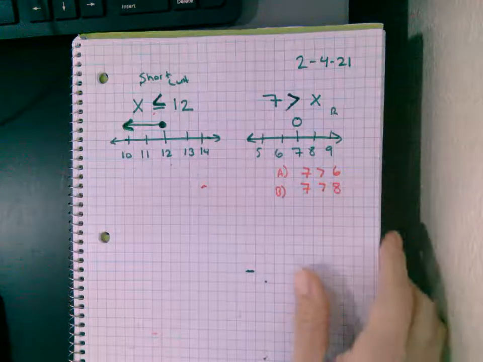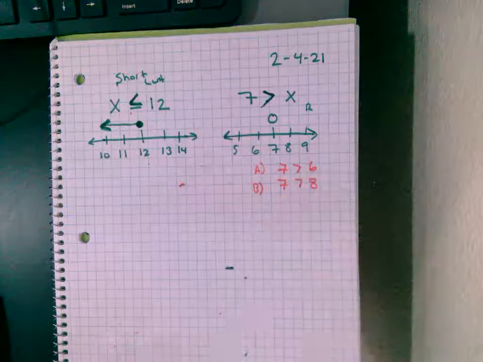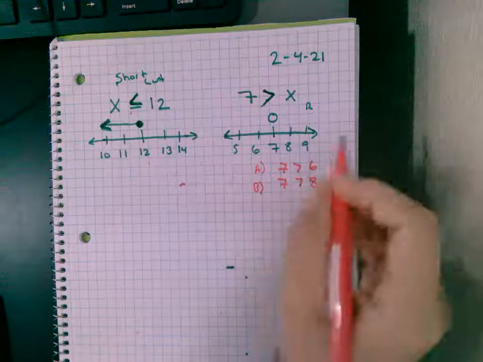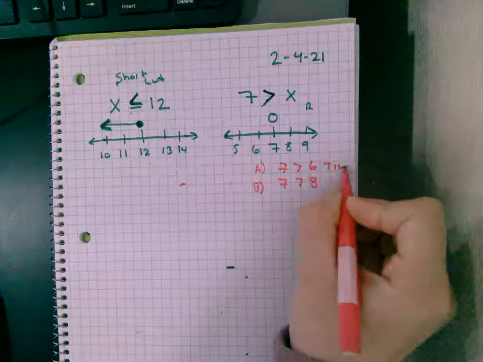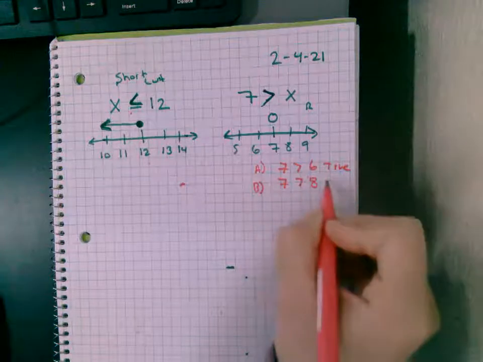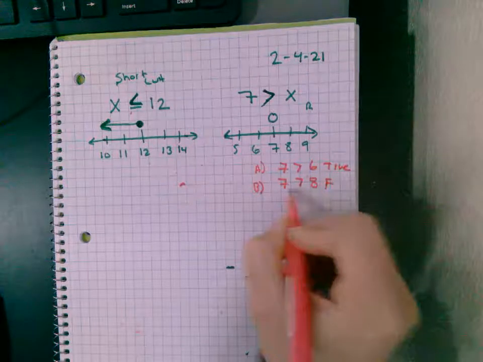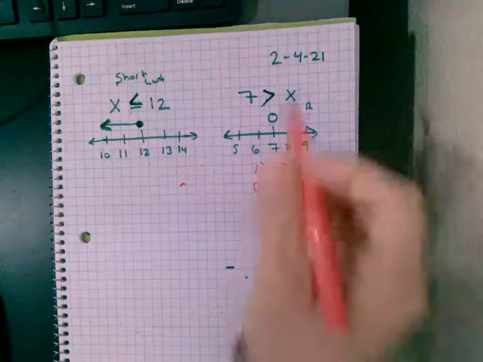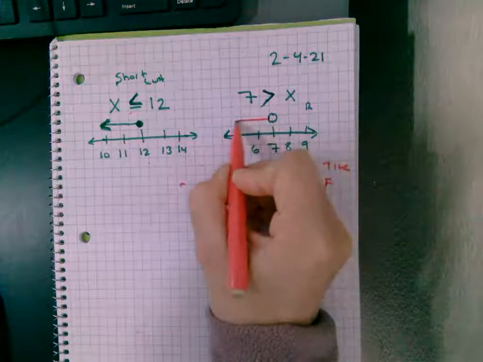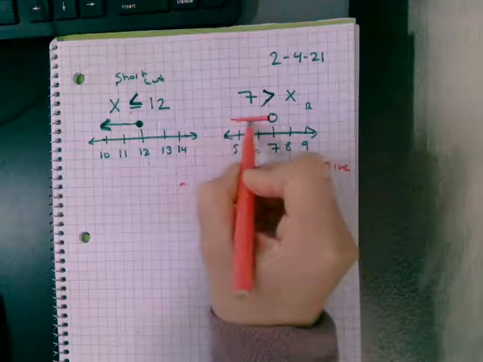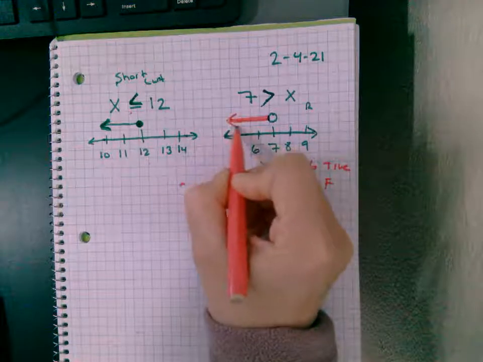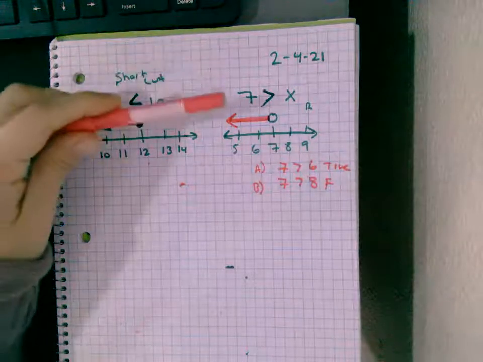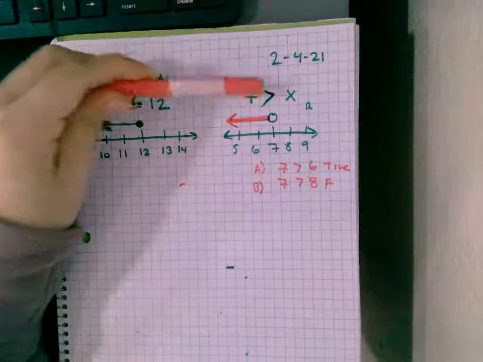On A or B? A. On A, right? So here you see the alligator is eating the bigger number. 7 is greater than 6. This is a true statement. 7 greater than 8, well, that's a false statement, right? That's actually not true, which means 6 and all the numbers on that side are my correct answers. I would shade in this direction.